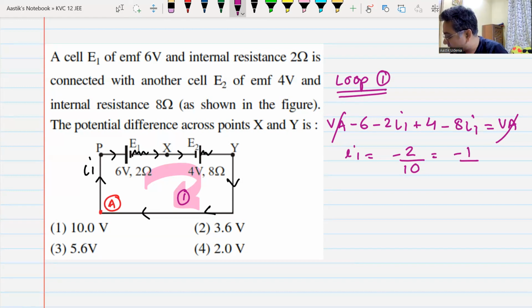Anyways, it is minus 1 by 5. And the answer is still not right. Minus 1 by 5, that means the current is not flowing like this. Current is flowing in the opposite direction. So the current is flowing like this, in the opposite direction. That is the actual direction of current.